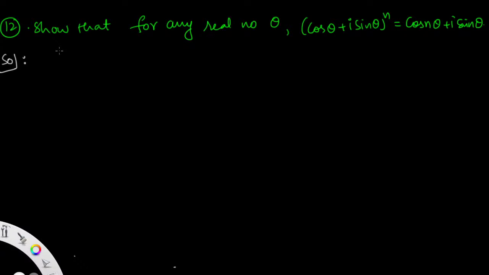But it is given in the question: for any value of theta, n is a positive integer. n should be positive or negative or anything. Here we have to take n equal to an integer. Integer means starting with 0. So, as per the procedure of mathematical induction, let S of n be the given statement.